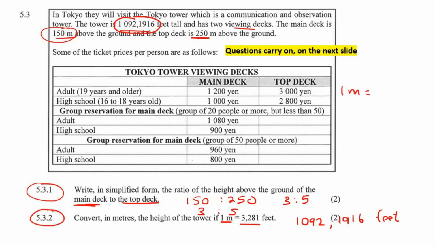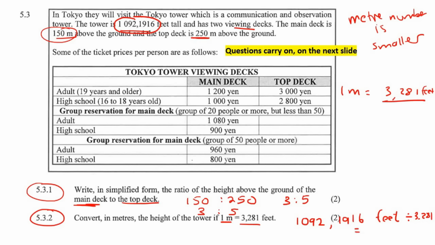Now we know that 1 meter is the same as 3,281 feet. So what we could do, I mean, there's multiple ways of doing this. One way is to realize that the meter number is always going to be smaller than the feet. You see, if the feet is 3,281, then the meter is only 1. So the meter number is always smaller. Okay, so if this is feet, then to get that into meters, you're going to divide by 3,281.